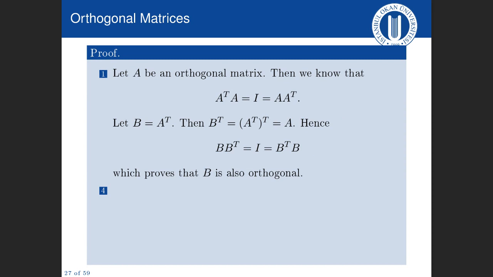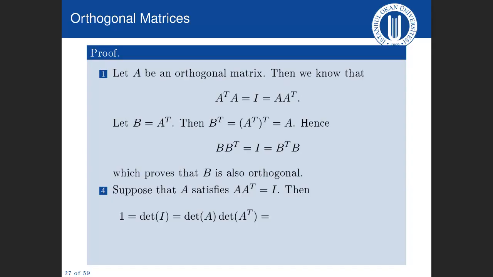Then let's prove part four. If A is orthogonal, then its determinant must be either 1 or minus 1. So we're starting by supposing that A is orthogonal, that A transpose A is equal to I. But then that means that if we do the determinant of A multiplied by determinant of A transpose, we get the determinant of I, and the determinant of I is always equal to 1.